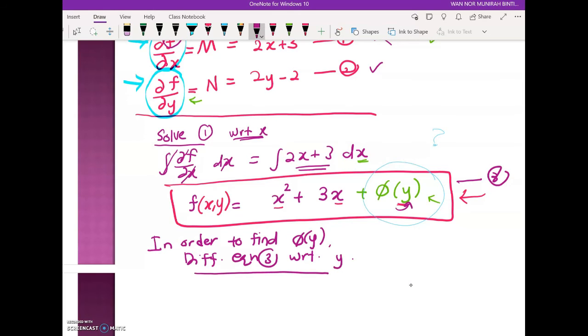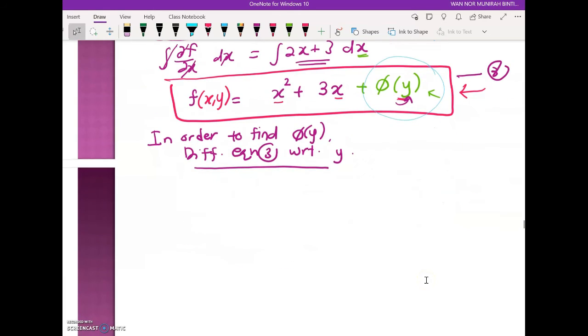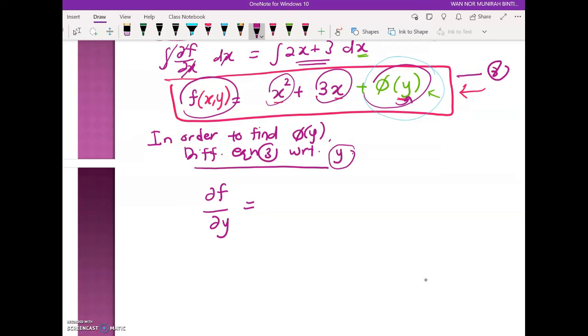So differentiate both sides. Differentiating the left hand side gives you del f, and since you differentiate with respect to y, you have del f del y. On the right hand side, differentiating x squared gives 0, differentiating 3x also gives 0, and differentiating phi(y) gives phi prime(y), the first derivative of phi. So this is equation 4.